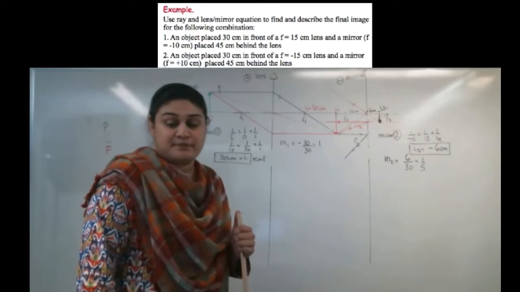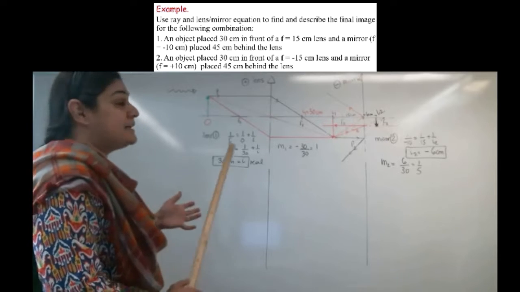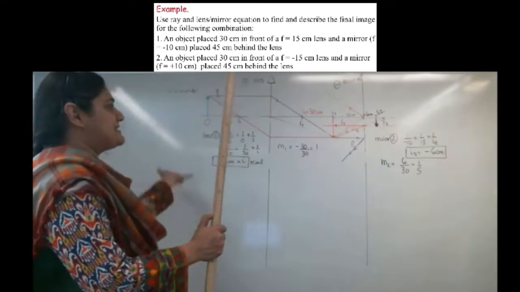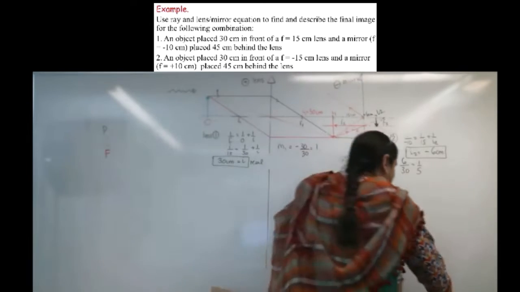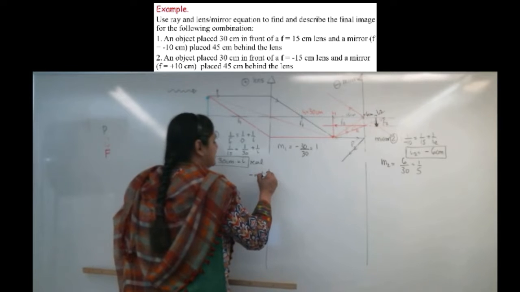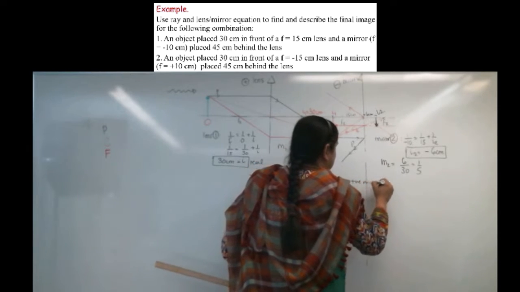Now let's do example number 2. In example number 2, we are given a negative lens and a positive mirror. So exactly opposite to this. So we're given a negative lens and a positive mirror combination.